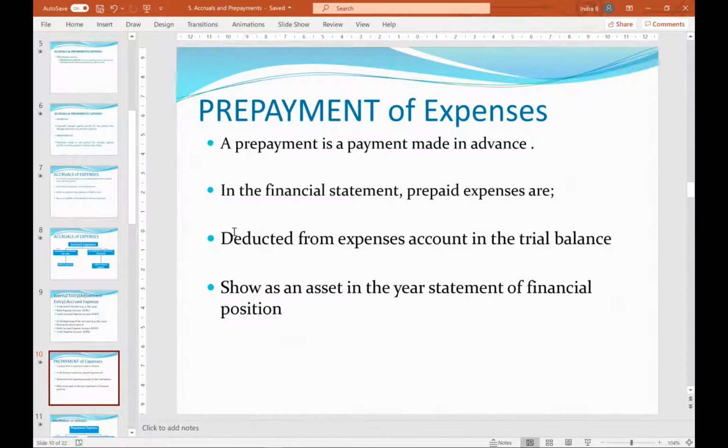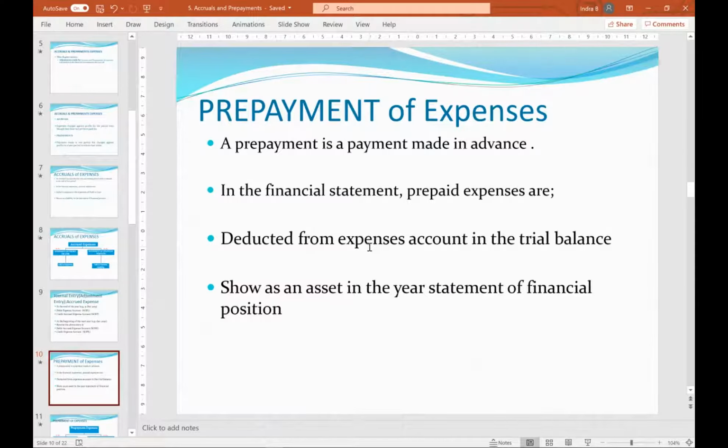A prepayment is a payment made in advance. In the financial statements, prepaid expenses are deducted from the expenses account in the trial balance and shown as an asset in the year's statement of financial position. Yeah. So it is the opposite of accrued.